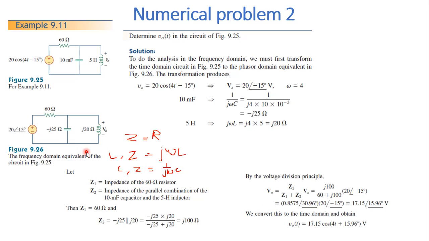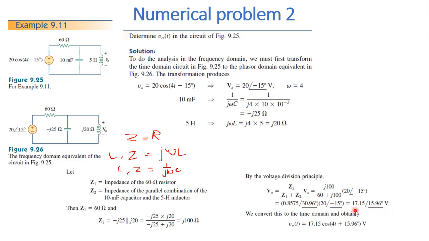So we have to find what Z2 is, that is the parallel impedance of this capacitor and inductance. The voltage division formula is V0 is equal to the same impedance divided by the total impedance into the source voltage. So we have to find the voltage at impedance Z2. So substitute the values of Z1, Z2 and Vs, and find the value of V0.